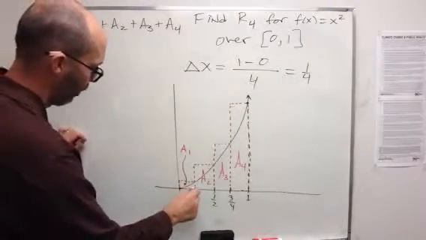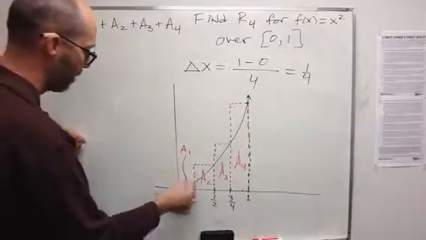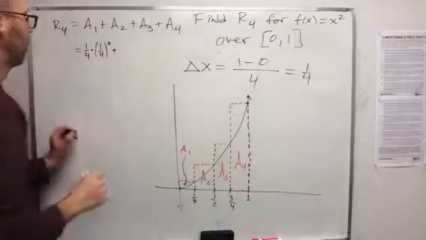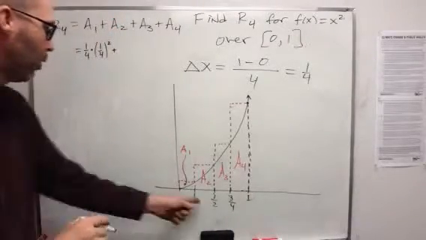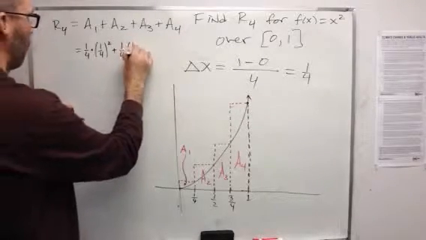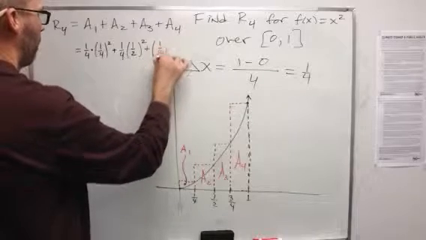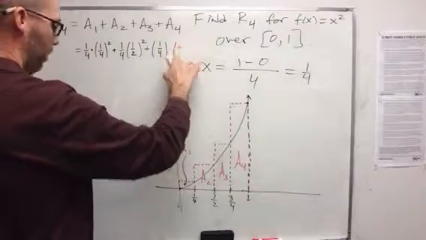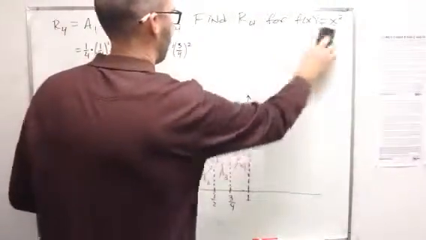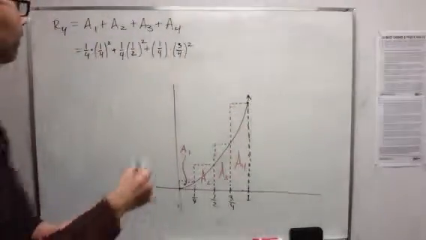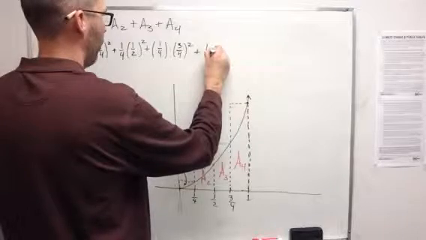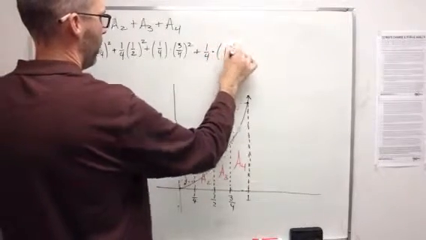So our width is a 4th times our height, which is a 4th plugged into the function. So f of a 4th, that's a 4th squared. Our width here for area 2, that's a 4th. It'll always be a 4th, right? That's our delta x. Times our rightmost endpoint, that's 3/4 squared. Plus 1/4 times 1 squared.